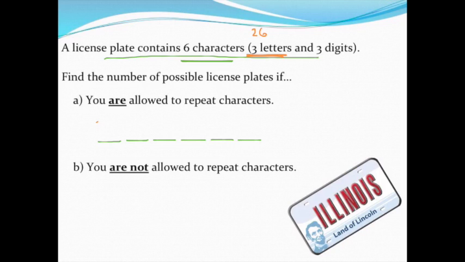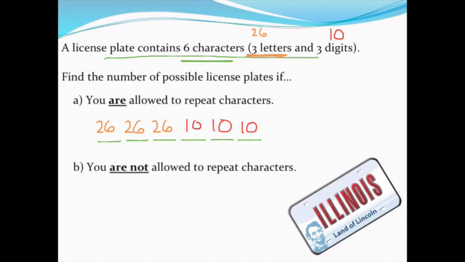So for that first blank space, I've got 26 choices. Because I am allowed to repeat, I've also got 26 choices for my next space, and then 26 choices again. Well, after that, it says I switch to digits, so the digits 0 through 9, which means there are 10 choices to make there. 0 through 9 is 10 different digits. So for my 4th blank space, there are 10 options, and then since I'm allowed to repeat, once again, I've got 10, and I've got 10.